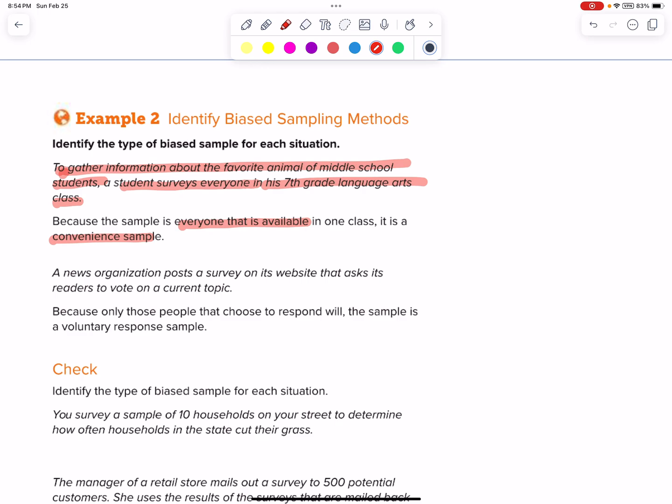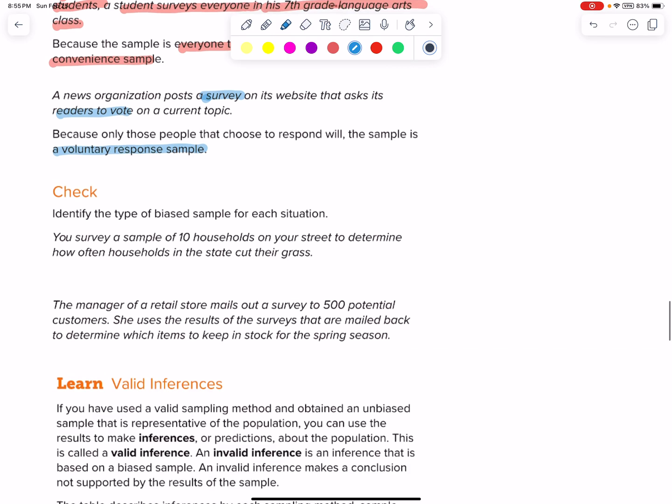Okay. All right. So that's a biased example. Next one is a news organization posts a survey and asks the readers to vote. Obviously, only the readers that want to respond are going to do that. So that is what's called a voluntary response sample. So those are 2 examples of the bias. So let's go ahead and see if you can identify the type of bias for these 2.